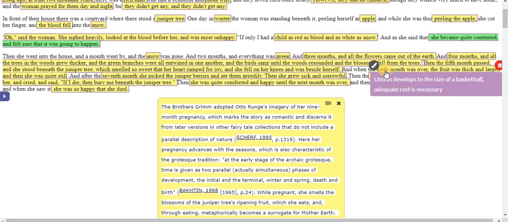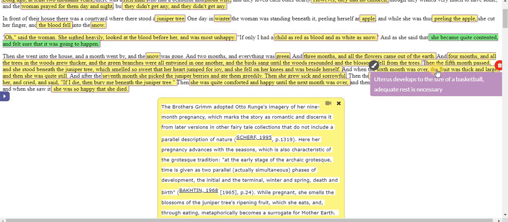So during the 6th month, again the uterus develops to the size of a basketball. It becomes quite large and prominent. The pregnancy becomes prominent during this time period, and usually women are required to take an adequate amount of rest during this time. That is why it is said that she was quite still during this time period.